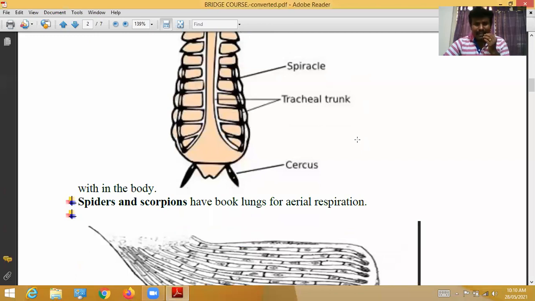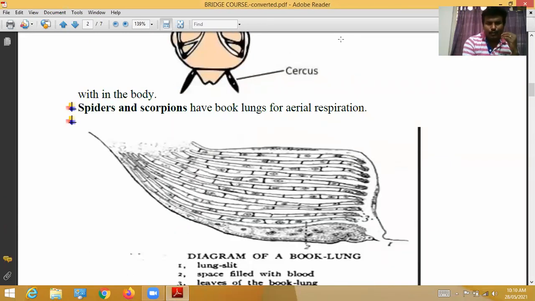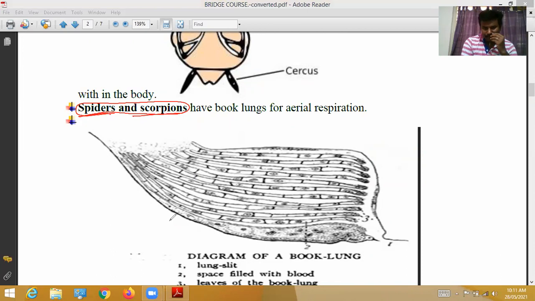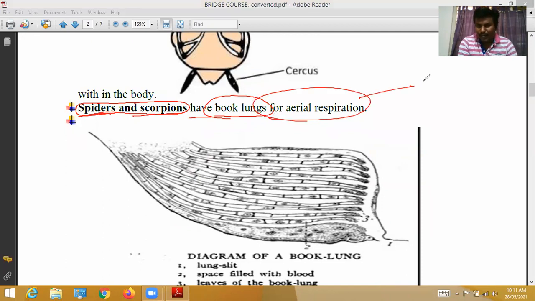spiders and scorpions. These also come under the phylum Arthropoda. These are another type of species. They use book-shaped lungs for aerial respiration. Aerial respiration means atmospheric oxygen enters the body parts, and carbon dioxide is released and expelled out. This is called book-shaped lungs. About this, you have to study in first PUC.